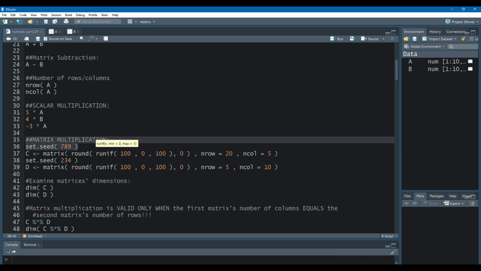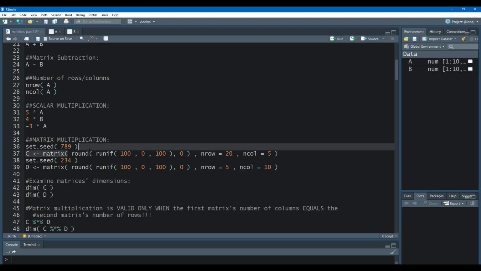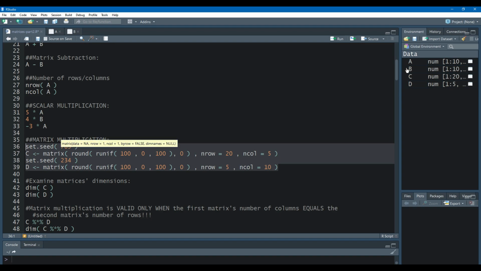Matrix multiplication. In this section, we're going to multiply two new matrices that we're going to create, matrix C and matrix D. Again, using the setSeed function, we're going to generate pseudo-random numbers pulling from a uniform distribution. We want these numbers to be whole, so we use the round function, no decimal places. And these are no longer square matrices, but are instead a very long vertical matrix, which is C, 20 rows and only 5 columns. And we're going to have a wide matrix in matrix D, 5 rows and 10 columns, so a wider matrix. I run these two matrices and their creation.